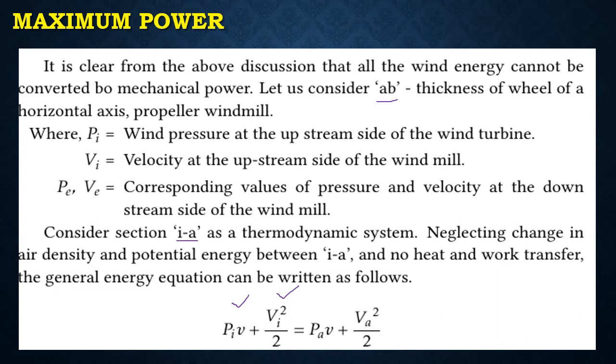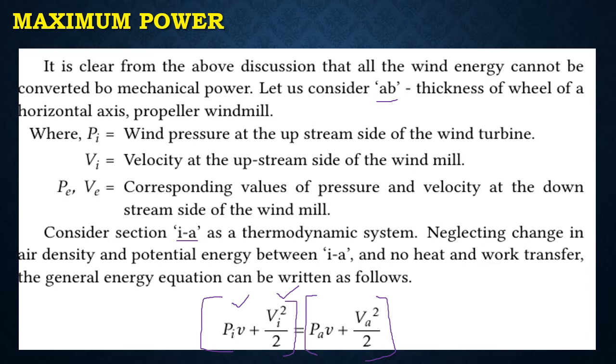Therefore the potential energy at the inlet as well as the potential energy at the outlet will be zero. Now Pi into V is nothing but pressure head, V square by 2 is nothing but kinetic head. So this total energy is called the total head, meaning the total energy inside the air at the inlet of thickness AB. Similarly, this is the total energy at the exit of the thickness AB.